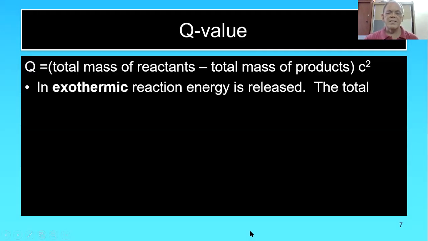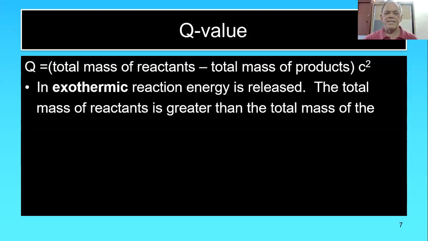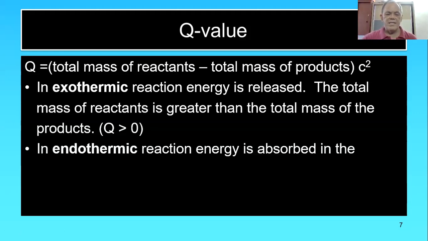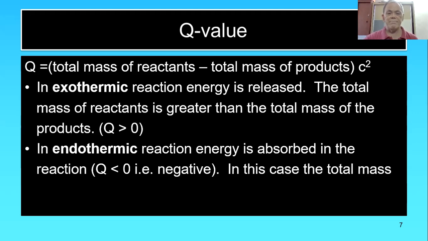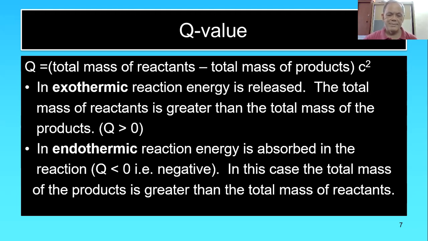Just like in chemistry, if energy is given out, we call it an exothermic reaction. That means the total mass of reactant is greater than the total mass of the product. Or an endothermic reaction means you require energy, which has to be absorbed before the reaction will take place. Then Q is negative. In this case, the total mass of product is greater than the total mass of reactants.